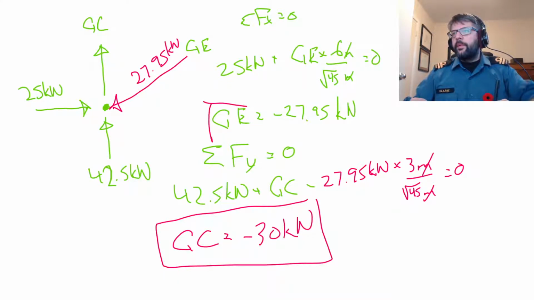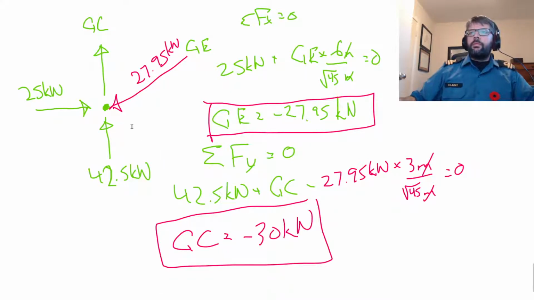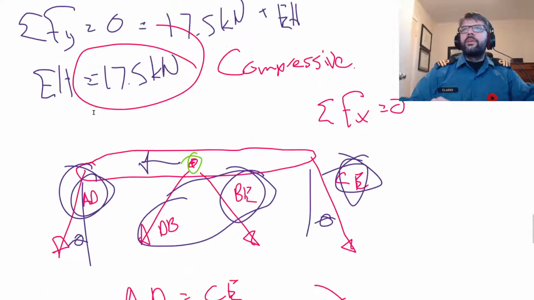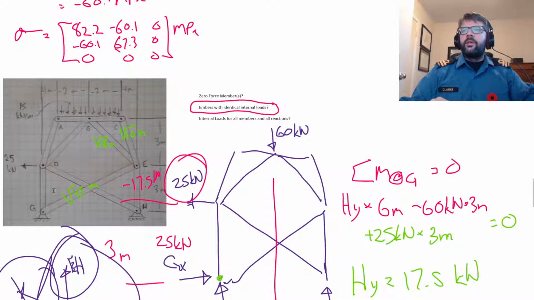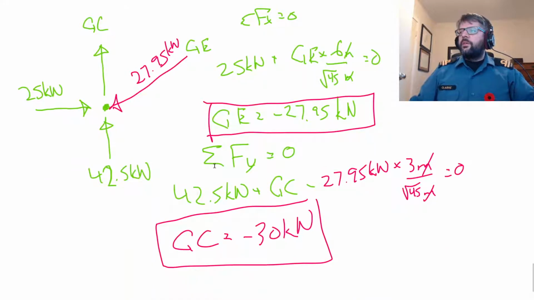There's one of them that we need. There's another one that we need. So I'll just note: negative 27.95, negative 30, in kilonewtons.